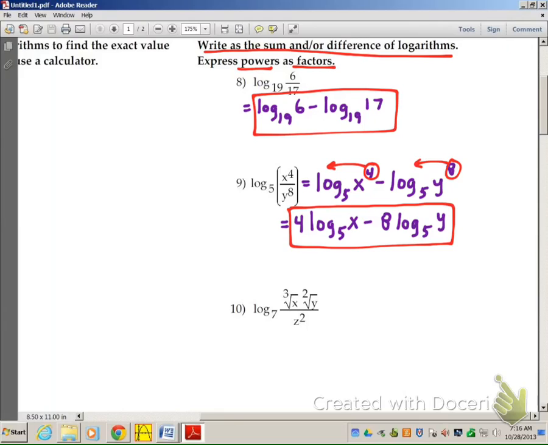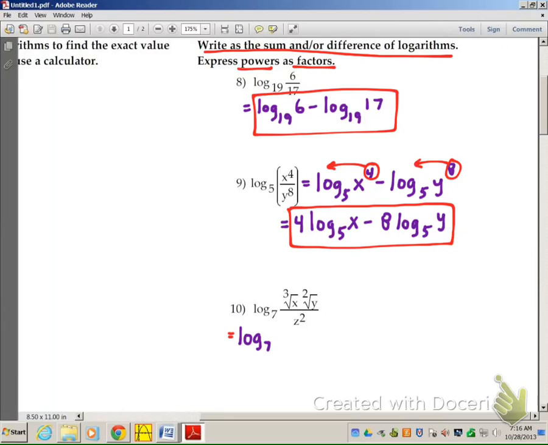Nothing scary, other than looking at number 10. It looks a little bit scary. Number 10, we have all kinds of stuff going on here. We've got radicals and products and quotients, and so let's just take it step by step.